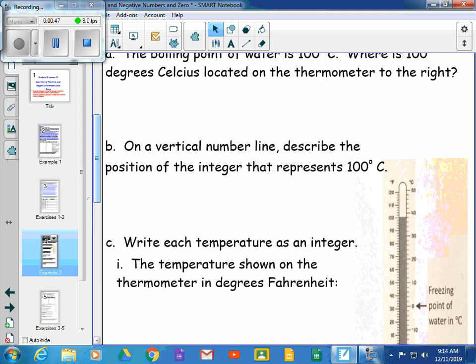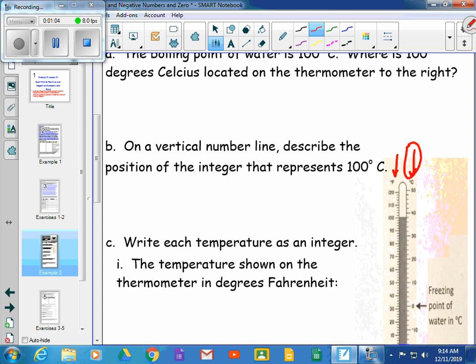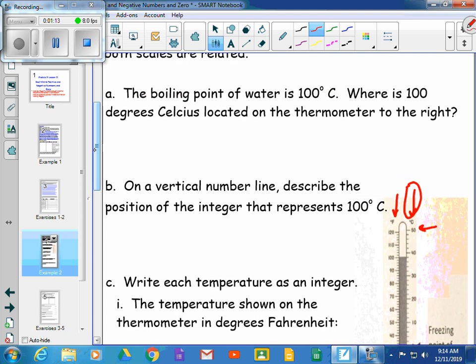Now, in order to figure out which side of the scale, there's actually two sides that we're using on the thermometer. A lot of thermometers have that. The F is the Fahrenheit side, and the C represents the Celsius side. So we need to look at the side on the right over here. Now, if we look at it, the highest it goes is to 50. 100 degrees Celsius is not shown.